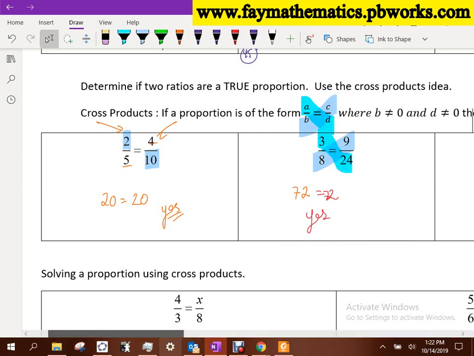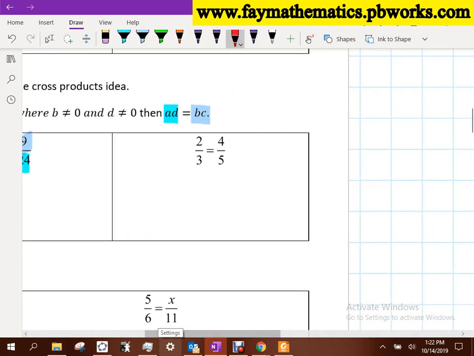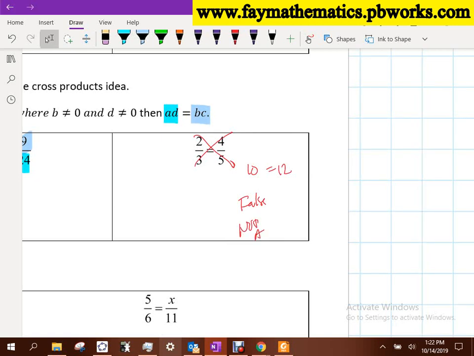What about this one? What's 2 times 5? 10. What's 3 times 4? Does 10 equal 12? Nope. That's false. Not a proportion, which means 2/3 as a fraction is different. It's a different amount than 4/5 is as a fraction. Okay.